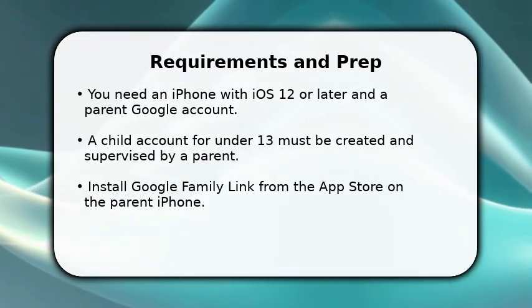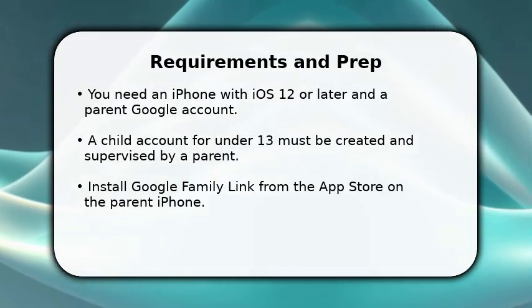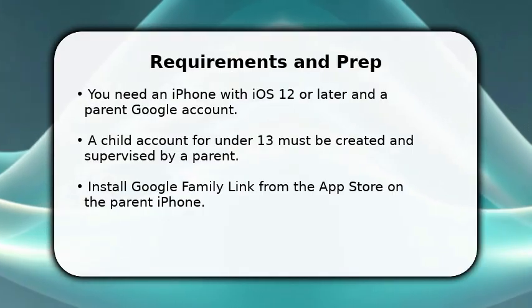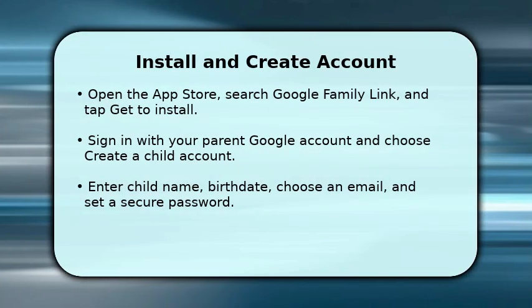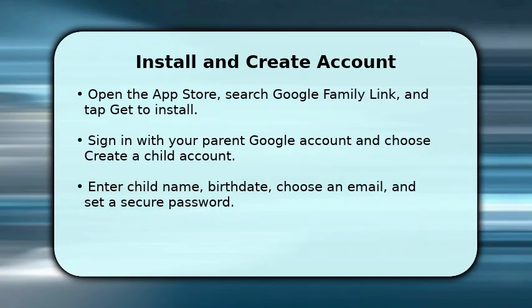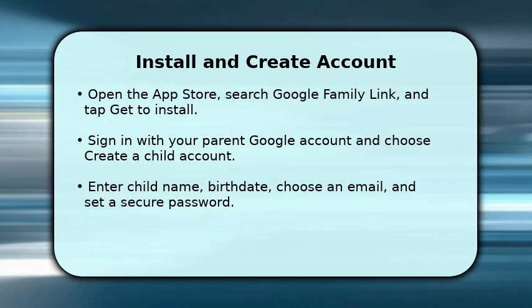Open the App Store to download Google Family Link for parents before proceeding to create or link accounts. Open the App Store on your iPhone and search Google Family Link to download. Tap Get and install the Family Link app for parents when prompted to begin setup. Launch the app and sign in using your parent Google account credentials to continue.